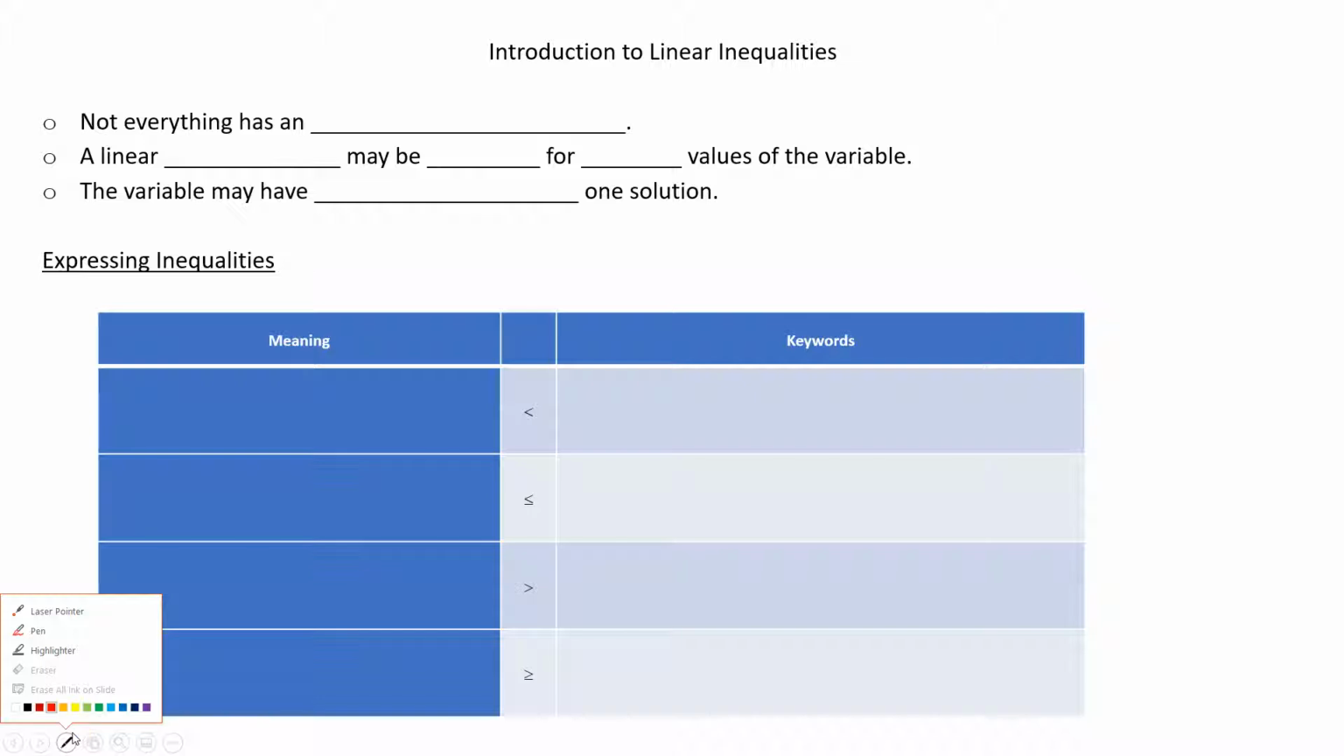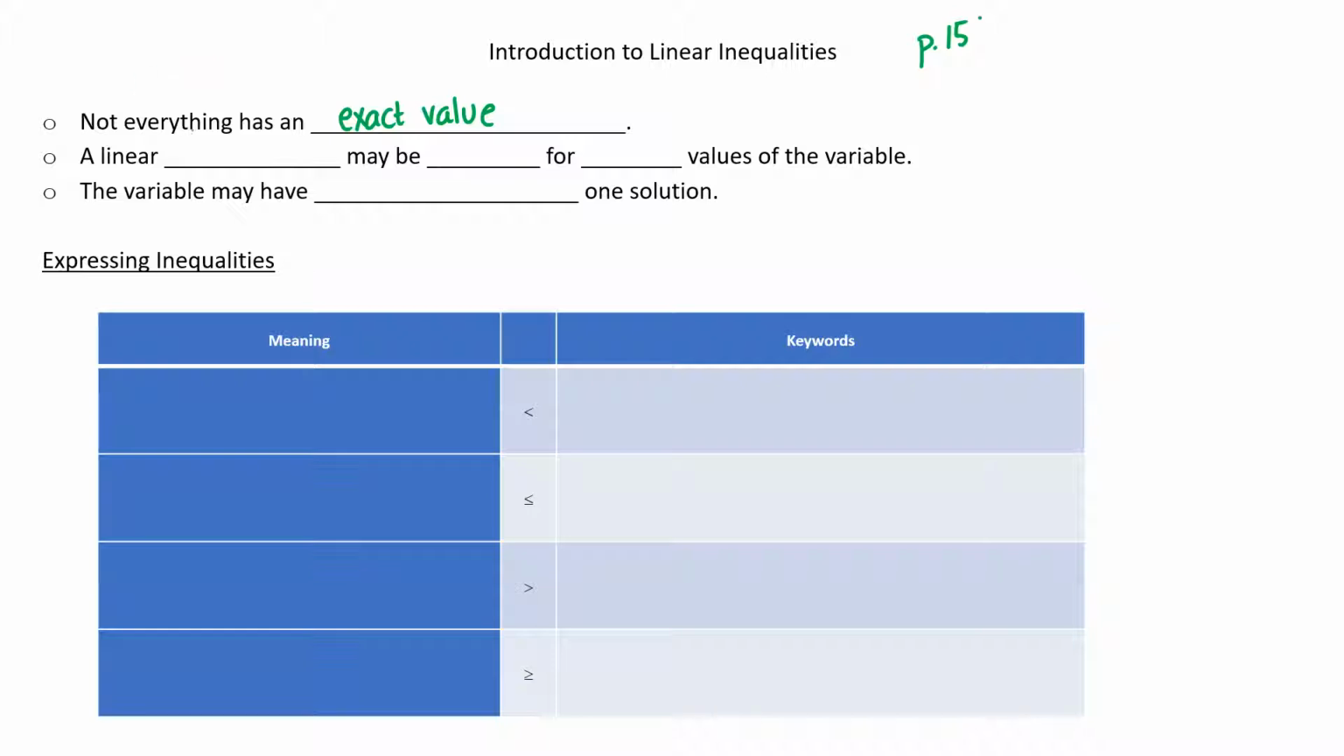Hi there. Okay, so let's talk about introduction to linear inequalities. We're going to start here with the idea that not everything has an exact value. Please look at page 15 in your notes.